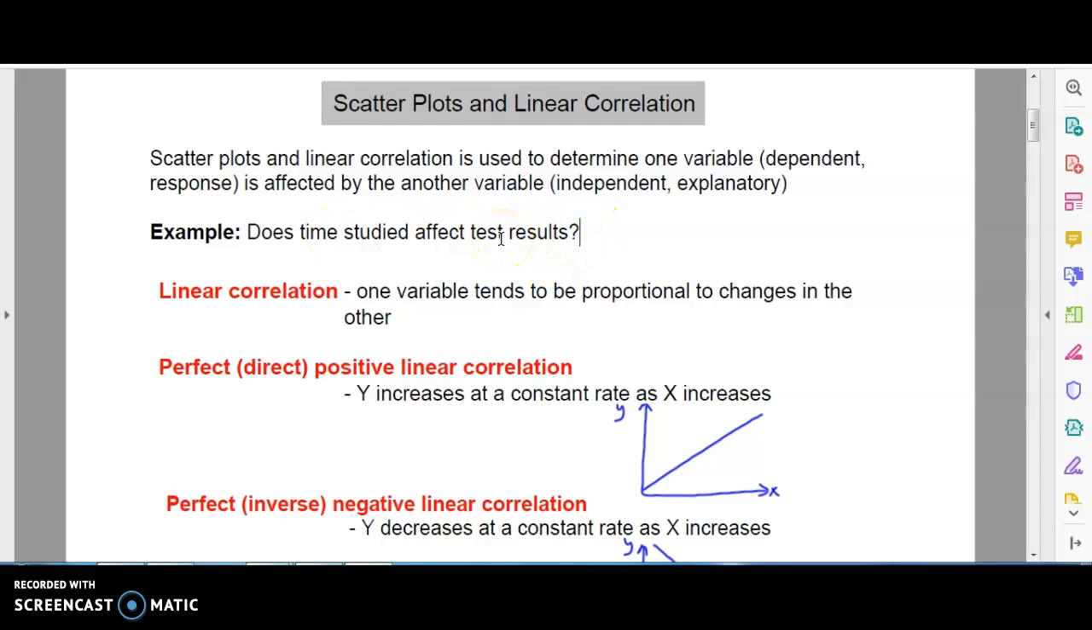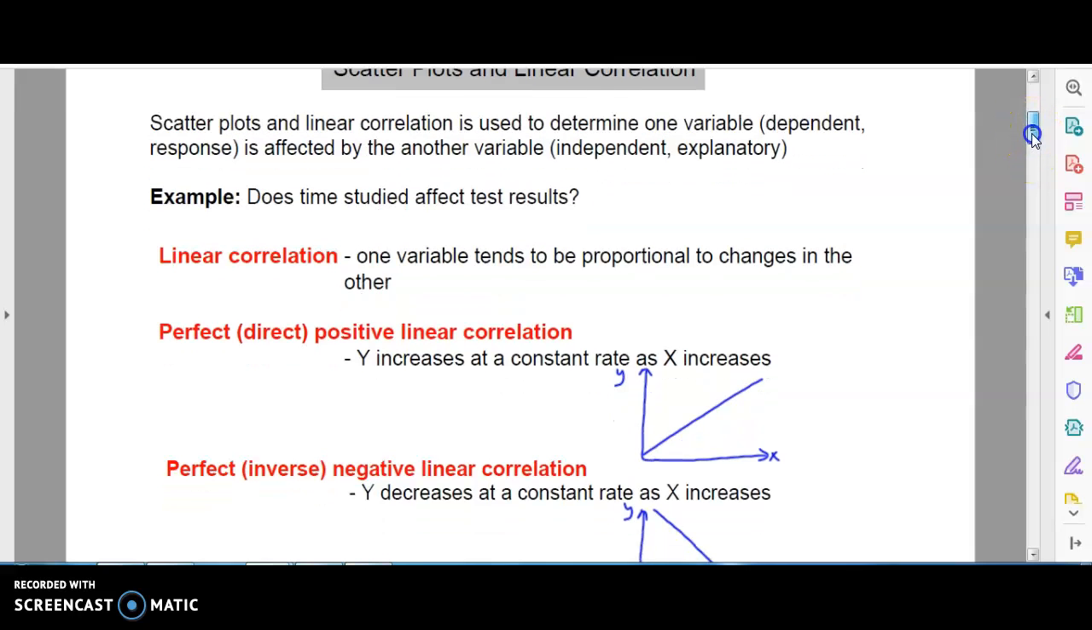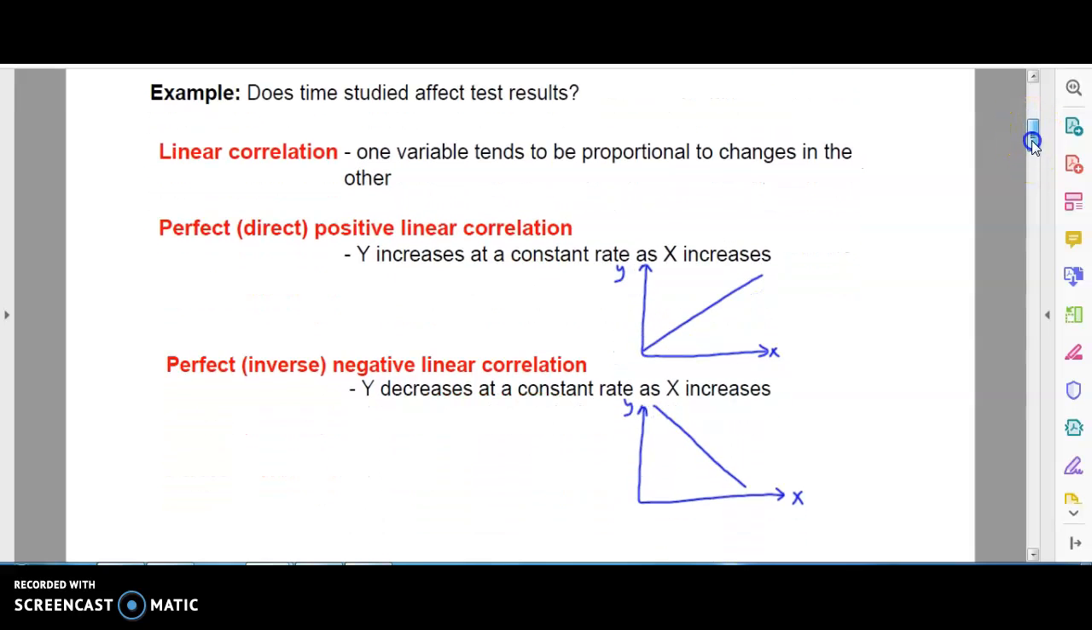In this case, the independent variable would be the amount of time spent studying, and the dependent variable is the test results, as we are saying that the test results are dependent on the amount of time that one had spent studying. What types of correlation can we have? Linear correlation. So one variable tends to be proportional to changes in the other.